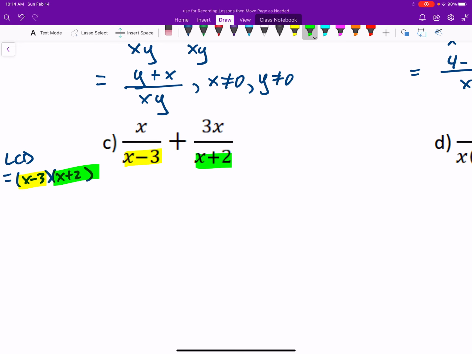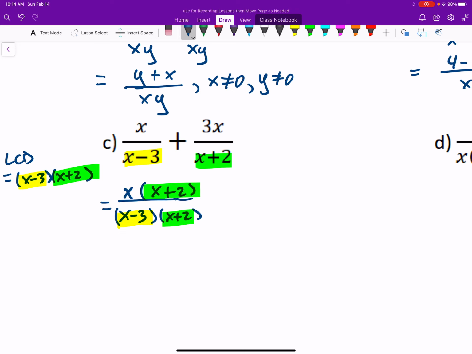I could expand that out, but I don't want to. I like to keep it in factored form, so I will. So if I multiply the top and bottom of the first fraction by x plus 2, I'm going to do it a little bit differently this time to save a bit of space. So I still got x over x minus 3 from the original fraction, but I want to add that x plus 2 onto the bottom, don't I? Maybe I could keep the highlighting here. So if I want to get an x plus 2 on the bottom, I need to multiply the top by x plus 2 as well.